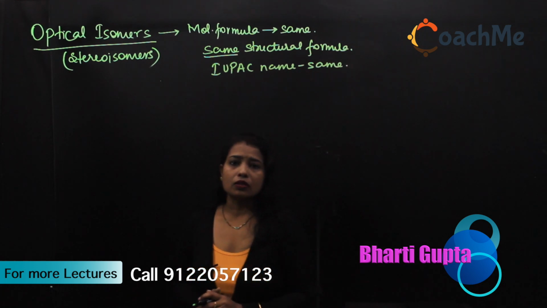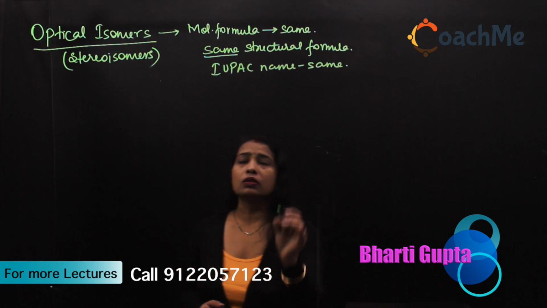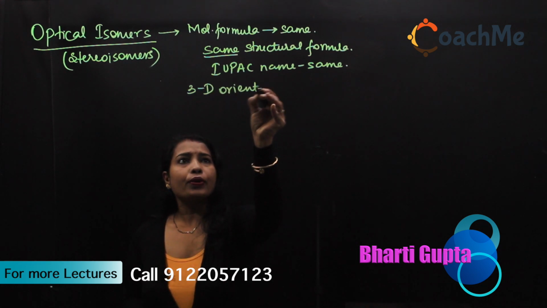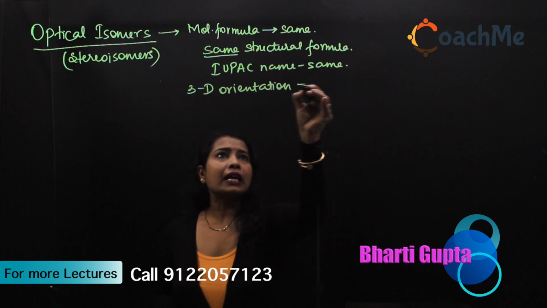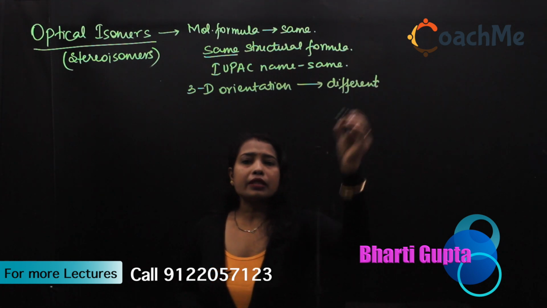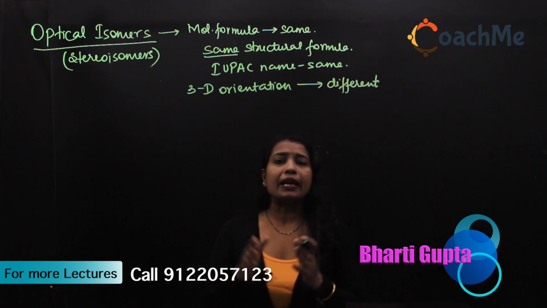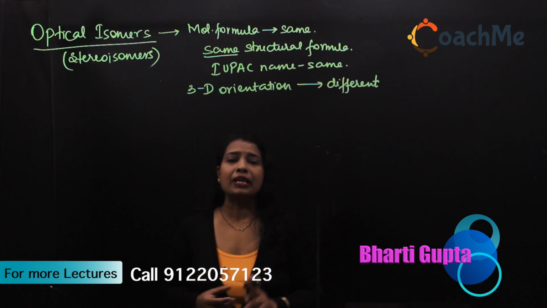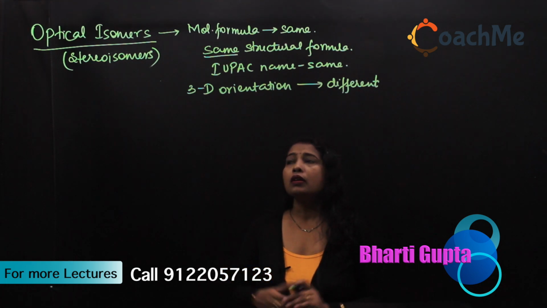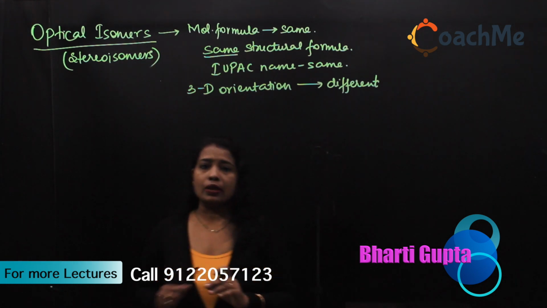So what is the difference between the two compounds which we call stereoisomers? The difference is in 3D orientation, the 3D orientation of atoms or groups in space. Two molecules having the same molecular formula, same structural formula, same connectivity of atoms and the same IUPAC name, but differing in 3D orientation, are called stereoisomers. Optical isomers are a type of stereoisomers.